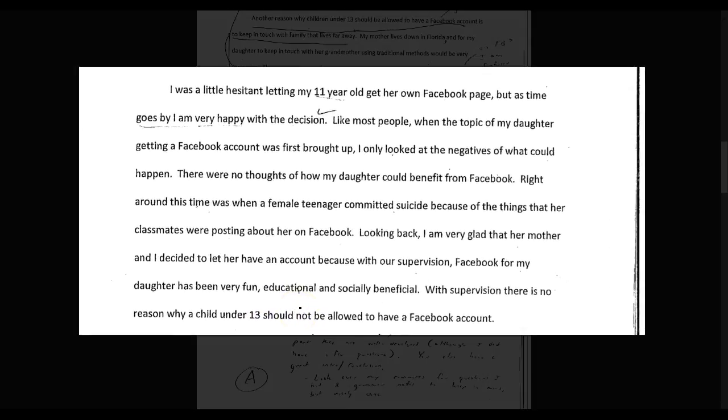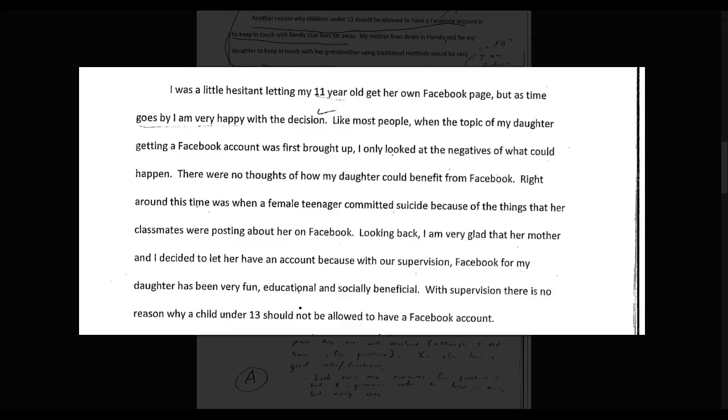Okay, let's take a look at his conclusion. So he starts this way. "I was a little hesitant letting my 11-year-old daughter get her own Facebook page, but as time goes by, I'm very happy with the decision. Like most people, when the topic of my daughter getting a Facebook account was first brought up, I only looked at the negatives of what could happen. There were no thoughts of how my daughter could benefit from Facebook.